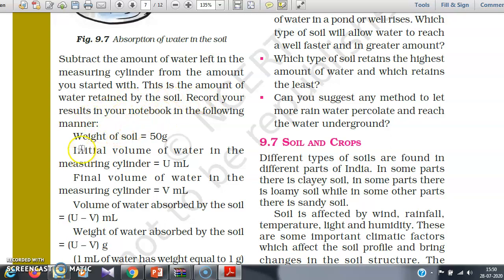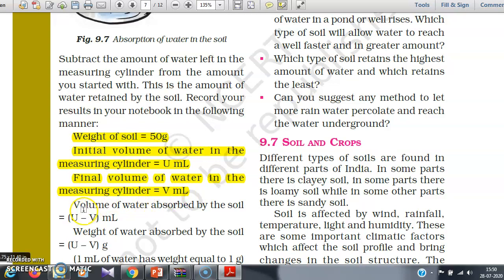What we are doing? Already we have taken 50 grams of soil, so the weight of the soil is 50 grams. Initial volume of water in the measuring cylinder is U ml. Suppose I am telling you that the initial volume of water is 200 ml. Final volume of water in the measuring cylinder is V ml. Suppose we have only 100 ml left when it started dropping.